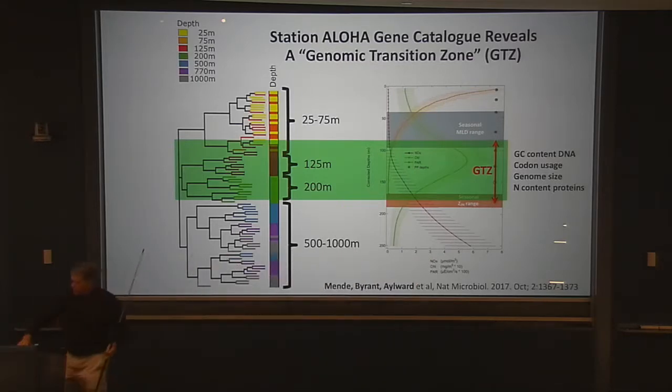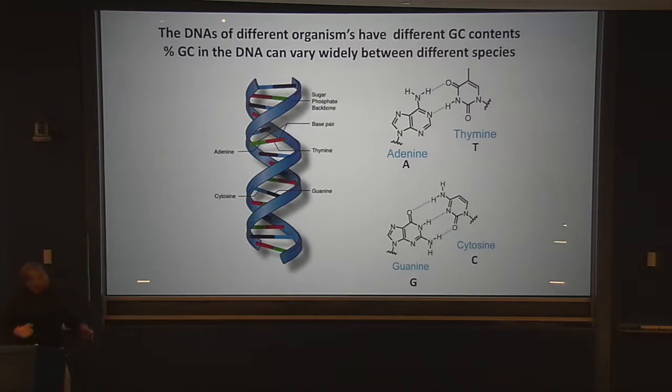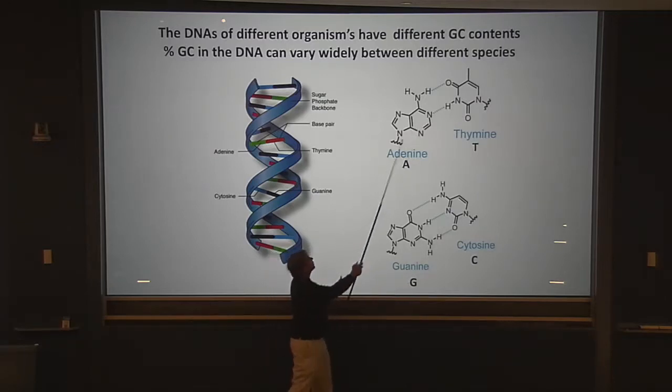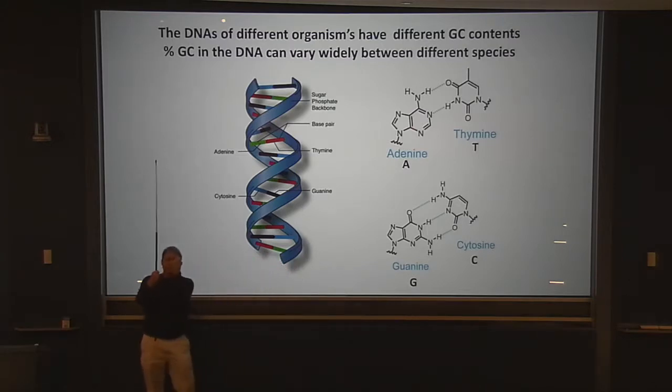So let's take a look at that. First of all, let's talk about GC content. And I apologize, I know many of you here know what this is, but I figured I'd cast it general. And so we all know that DNA forms a double helix, and in that double helix are the bases, adenine, thymine, guanine, and cytosine. And these bases are what form these hydrogen bonds that hold the two strands of DNA together in the double helix.